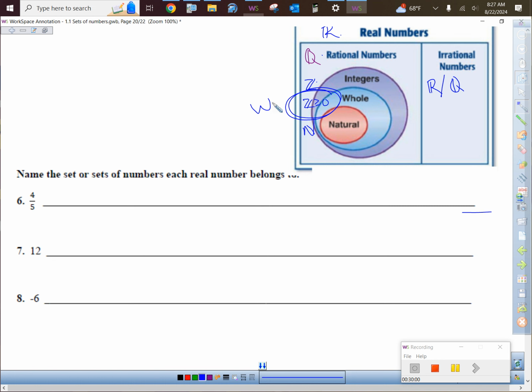Feel free to write that down if you want, because that will answer all of these questions for you if you kind of know what R, Q, Z, and the W and the N stand for. So really quiet zebras won't neigh. You spell neigh like this, N-E-I-G-H.